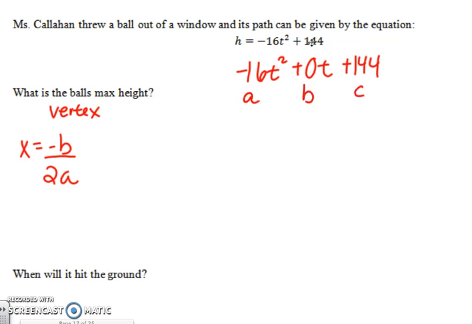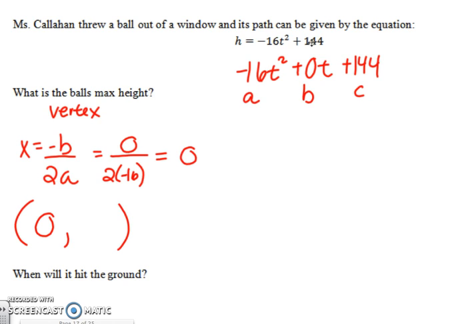So notice I don't have a b. So I'm going to have 0 divided by 2 times negative 16. Now 0 divided by anything is 0. Okay, so what that tells me is my vertex is on the y-axis. So what that means is your highest point is on this y-axis and x-axis. So basically your ball is going to drop straight down. So that's what happens when you don't have a middle term.